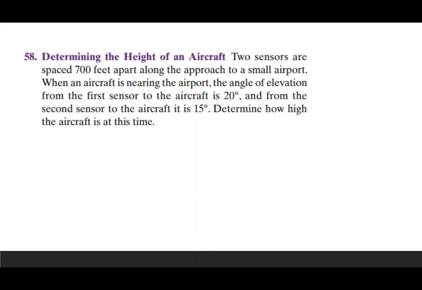Okay, one more. Looking at the height of an aircraft. We have two sensors spaced 700 feet apart along the approach to a small airport. When an aircraft is near the airport, the angle of elevation from the first sensor to the aircraft is 20 degrees, and from the second sensor to the aircraft is 15 degrees. We determine how high the aircraft is at this time.